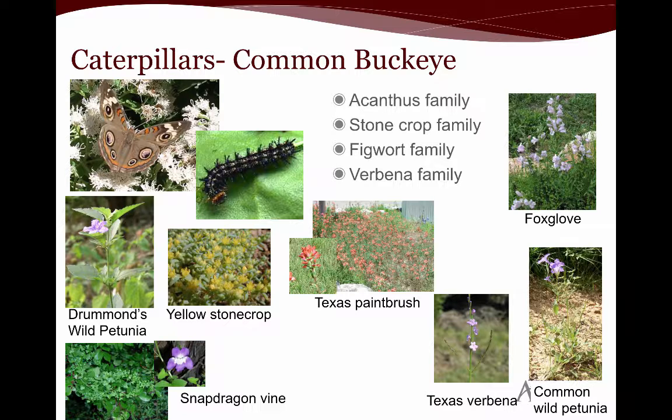We also have the common buckeye. Again, on the very top left, you'll see that it looks like eyes on the actual butterfly wings. And we have the caterpillar in the pane to the very right of it. It feeds on acanthus family, stonecrop family, figwort family, and verbena. So such as foxglove, Texas verbena, common wild petunia, Texas paintbrush, yellow stonecrop, German's wild petunia, and snapdragon vine.